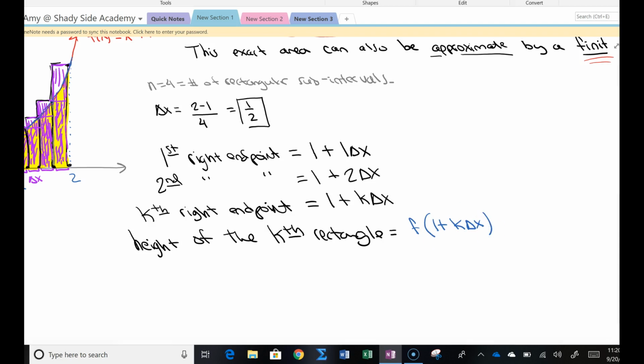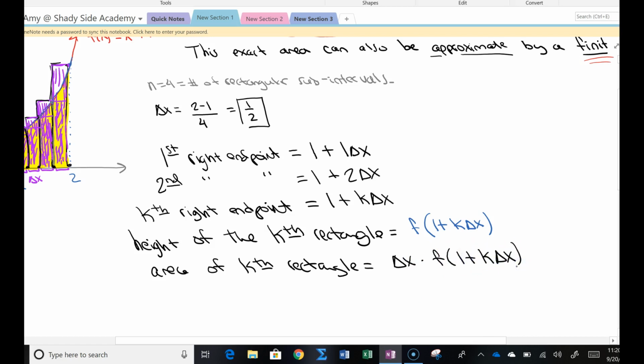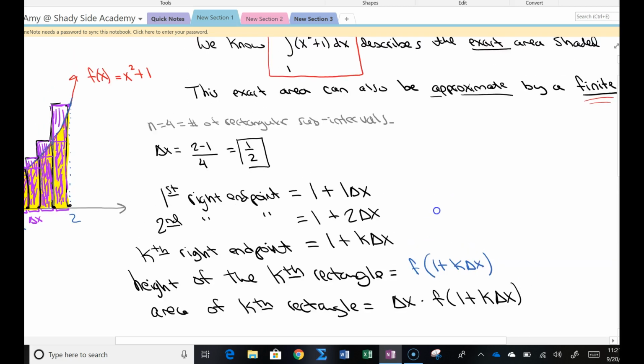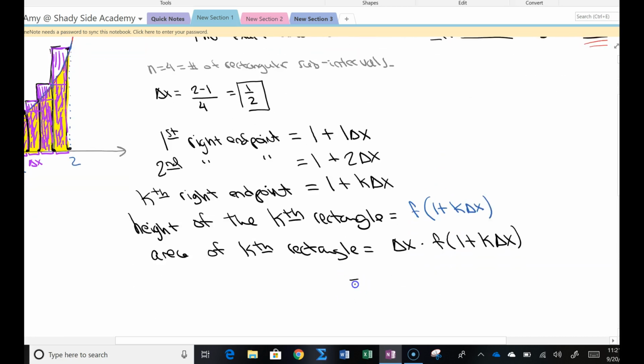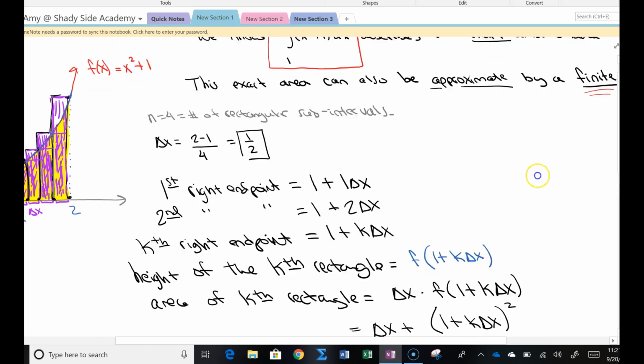And now I'm moving to the finale here. The area of the kth rectangle, well, area of a rectangle is just length times width. So the area of the kth rectangle is the width, delta x, times f of 1 plus k delta x. Now here, since we know f of x is x squared plus 1, this equals delta x times the quantity 1 plus k delta x, squared, plus 1.